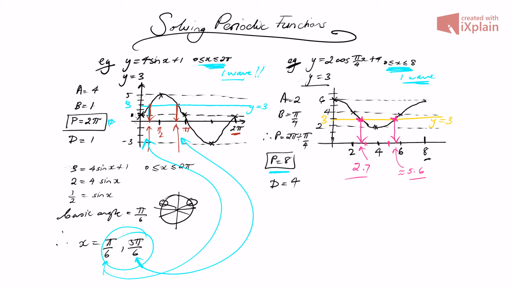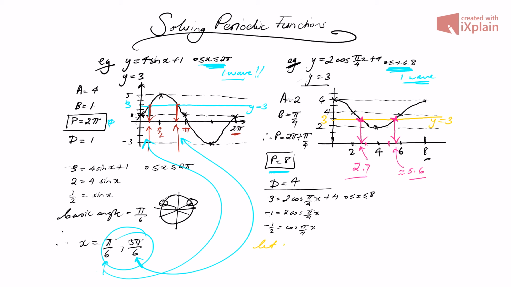So algebraically, I'm going to let the function equal 3. So I've got 3 equals 2 cos pi on 4x plus 4 over the domain from 0 to 8. And then I have to rearrange. Minus the 4, minus 1 equals 2 cos pi on 4x, divide by 2, negative a half equals cos pi on 4x. Now this is one of those functions where we can't solve this in this form. We're going to have to do something a little bit cheeky.